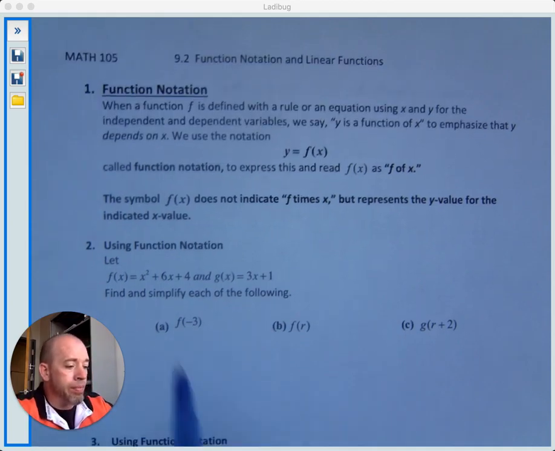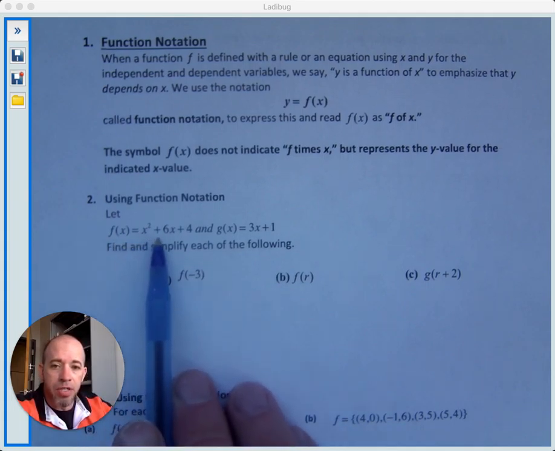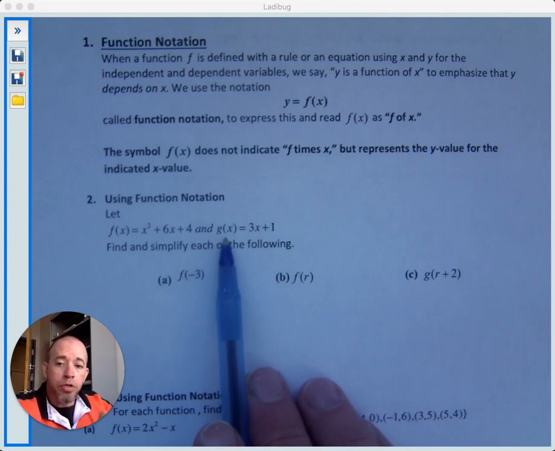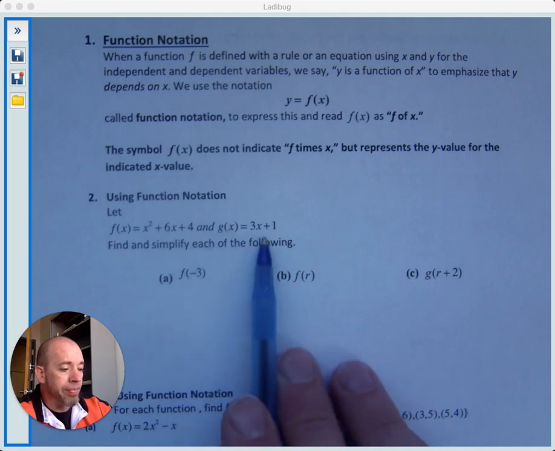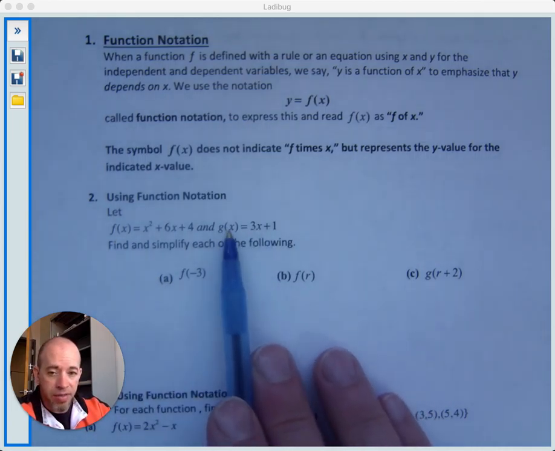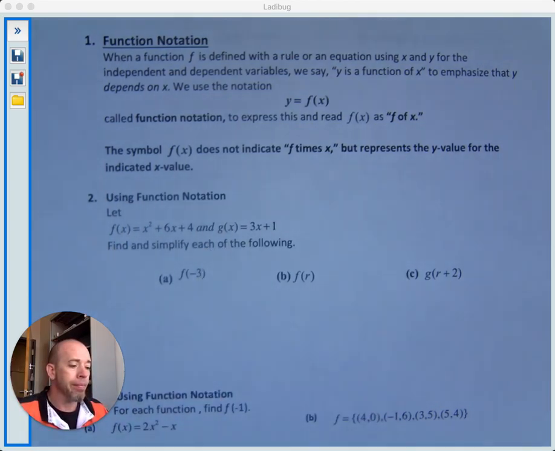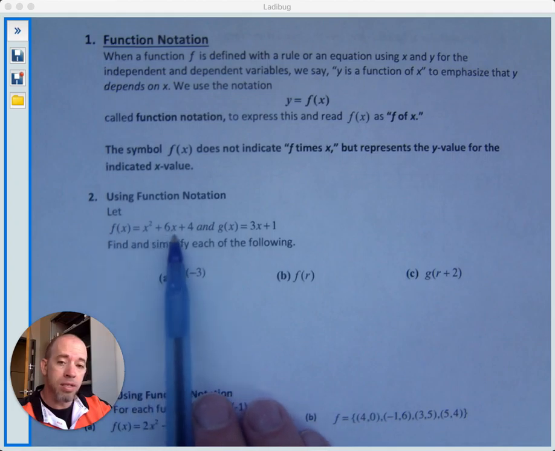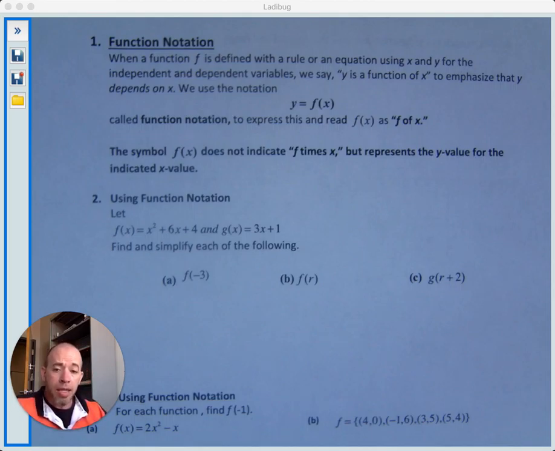All right? Using function notation, number two here, we're given a couple functions. So you see f of x equals this expression and g of x, so that means we're just using a different letter. You can use about whatever letter you want. F and g are used very commonly to represent functions, but we have an expression for g of x. Basically, we've replaced y with f of x, and we replaced y with g of x. And it's kind of nice because if we had y in both places, and I said, well, let's refer to y, you wouldn't know which y I was talking about, would you? But now, since we replaced y with f of x in this equation and y with g of x in this equation, I could say, let's look at the g function, and you would know it's not the f function.